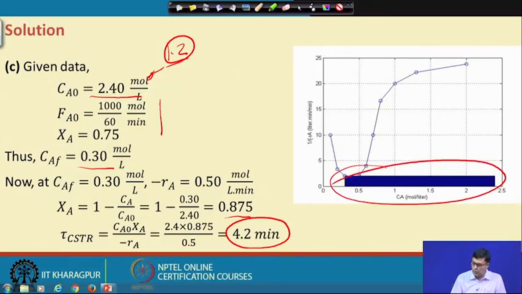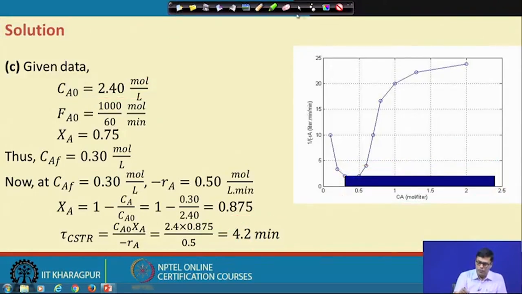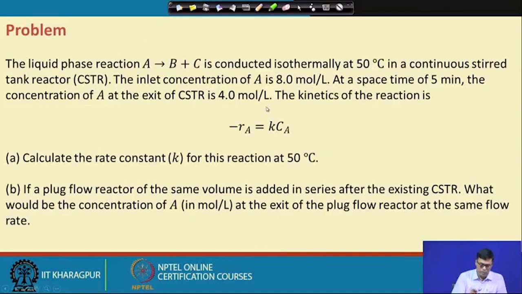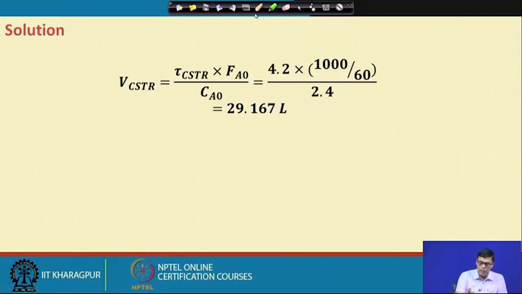If you know this is 2.4 and this is 0.3, you can find the area of the rectangle, and that will also come to 4.2 minutes. Now, once we find this time, we can easily calculate the volume of the reactor, because the volume of the reactor is equal to tau CSTR, F A 0 into C A.